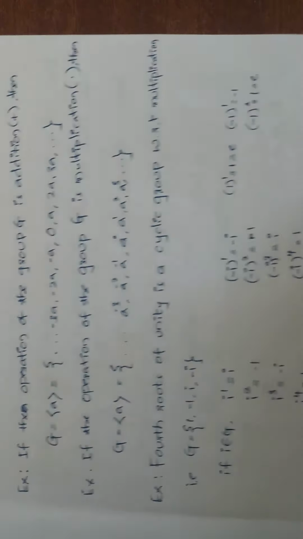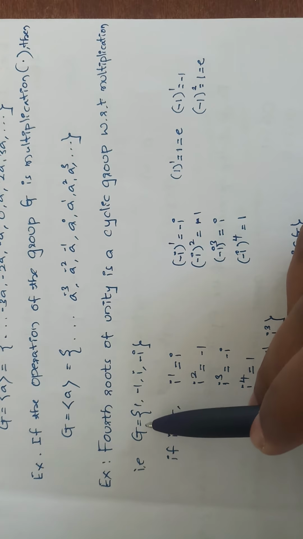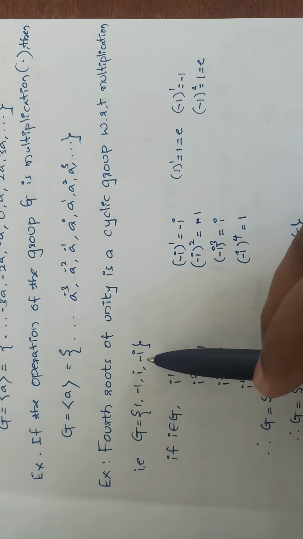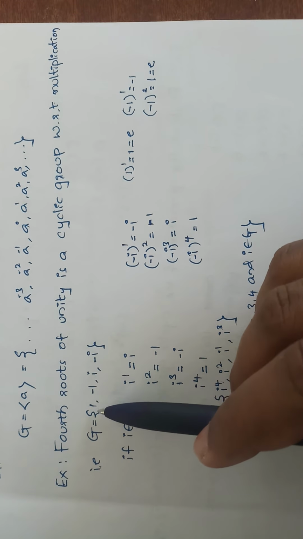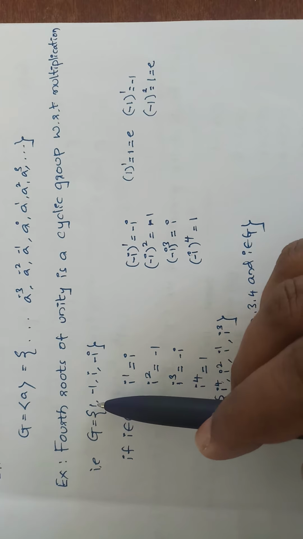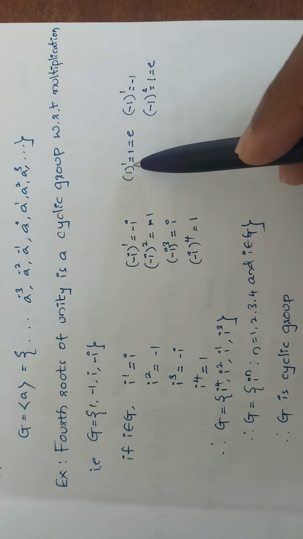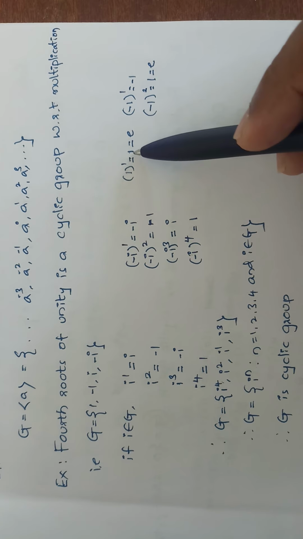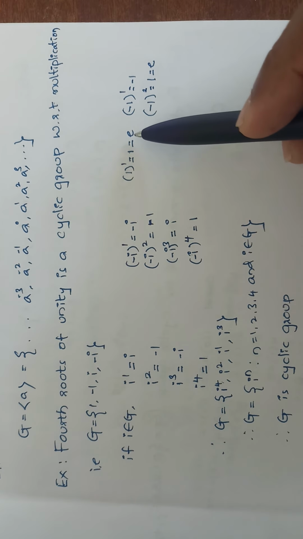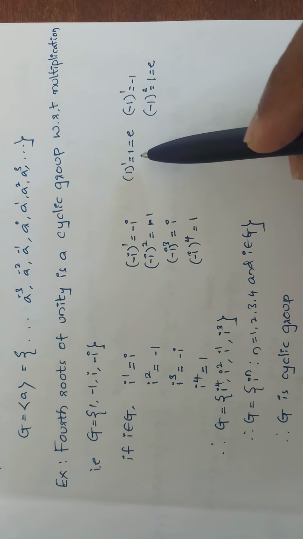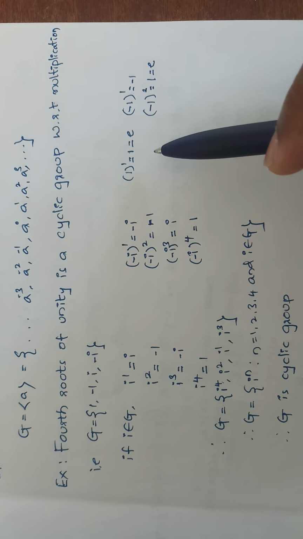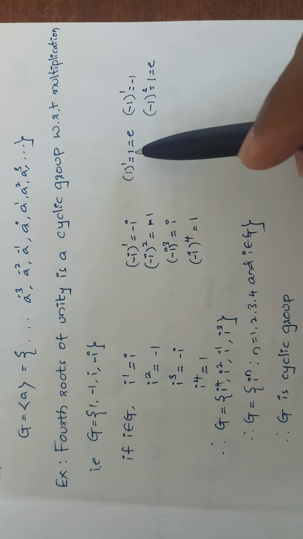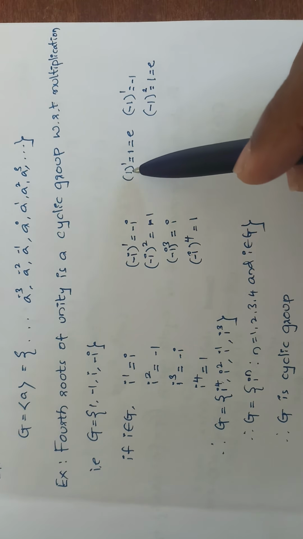Here is an example, the fourth roots of unity. G is equal to {1, -1, i, -i}, an example of a cyclic group. From which element can we generate all the elements of the group G? From 1 it is not possible, because 1 to the power 1 is 1, and for multiplication this is the identity element. If we raise it to the power 2, 3 or 4, we still get 1. So except 1 we won't get anything from this element.